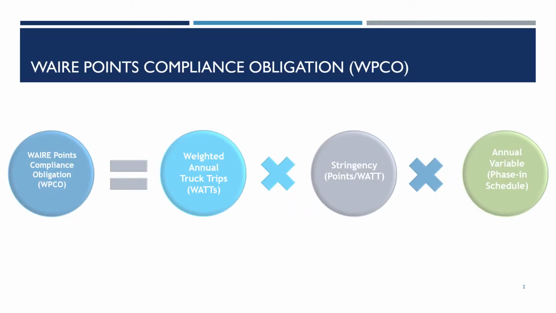Warehouse operators need to count their truck trips in order to calculate their WAIRE Point Compliance Obligation, or WPCO. Their WPCO is determined by the weighted annual truck trips, or watts, the stringency, and the annual variable. Truck trip counts are used to determine the watts. More information on this calculation is discussed in training video number 1.